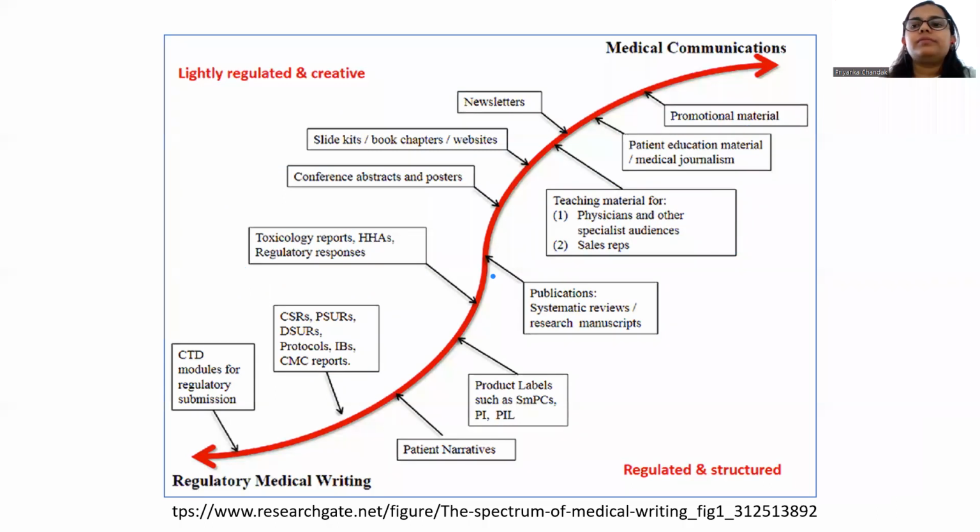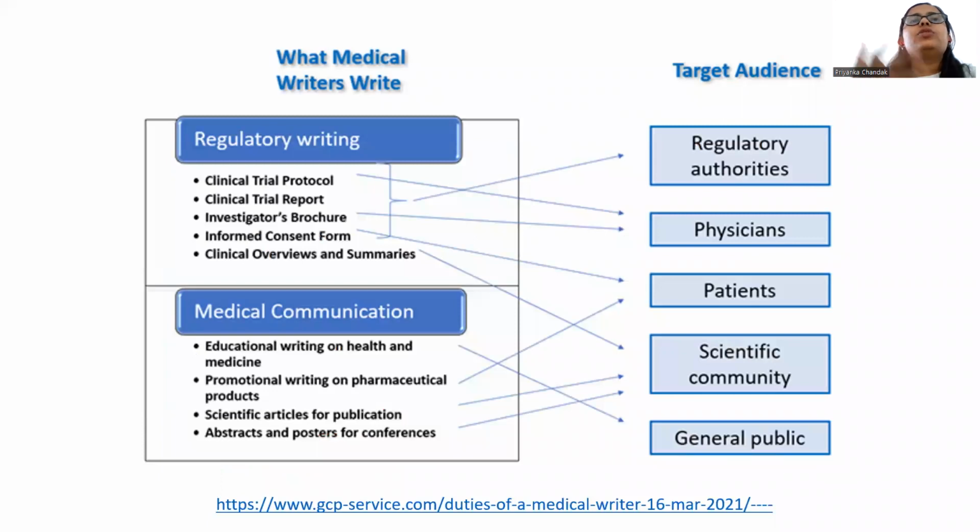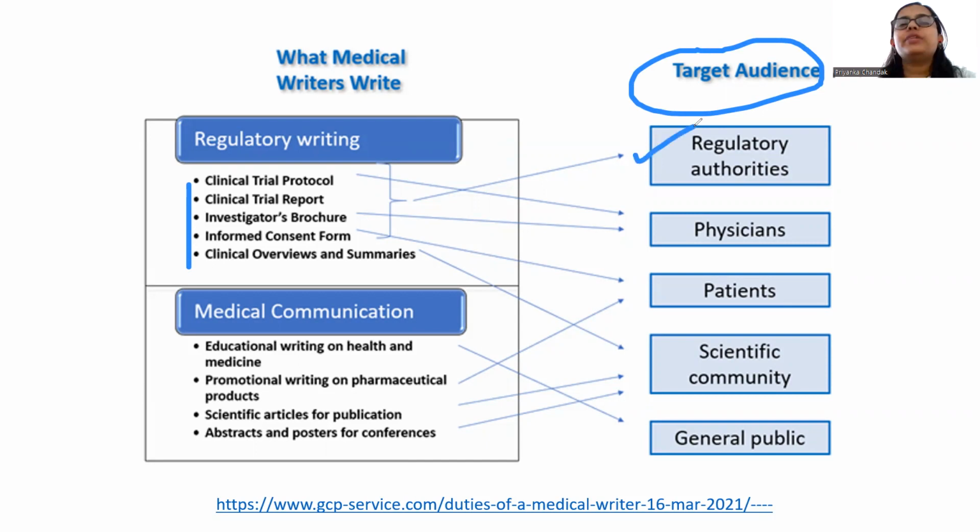Now, this I have also discussed earlier with you, like regulatory writing and medical communication. Regulatory writing, this is what I have discussed with you. Now just focus on the target audience. Who are the target audience? Target audience is regulatory authorities, obviously. So who is going to read your documents, or who accesses everything? Regulatory authorities, physicians, patients, scientific community, and general public. For the general public, as we have discussed, medical journalism is there.